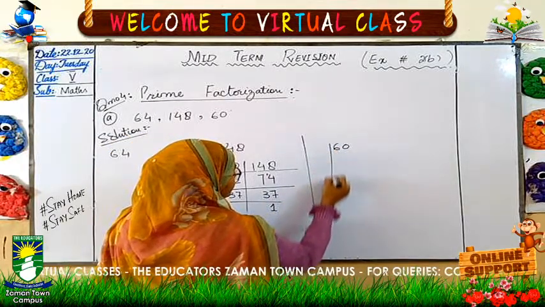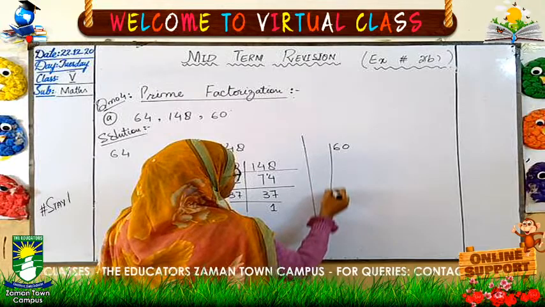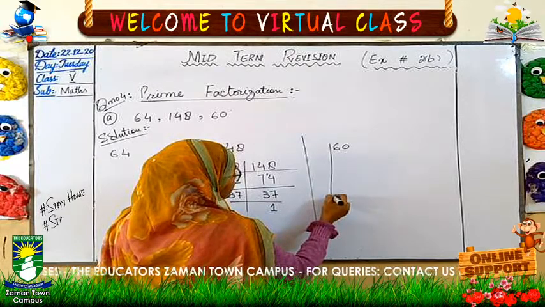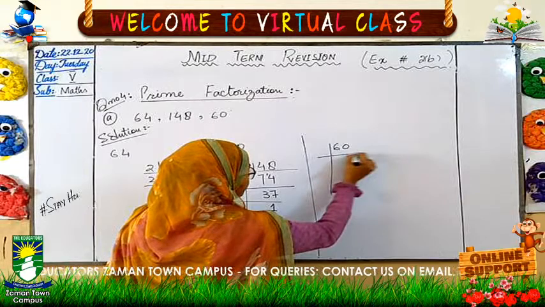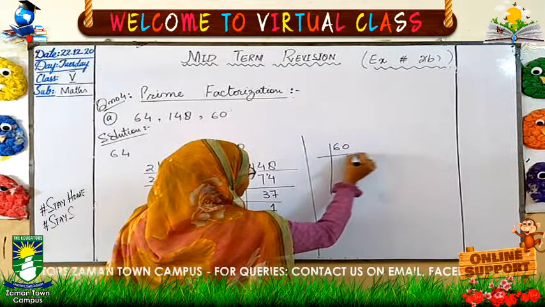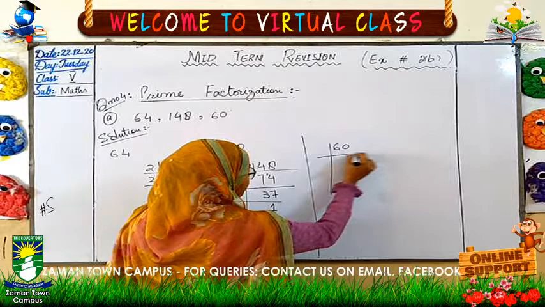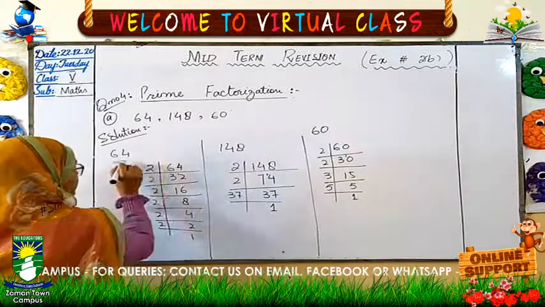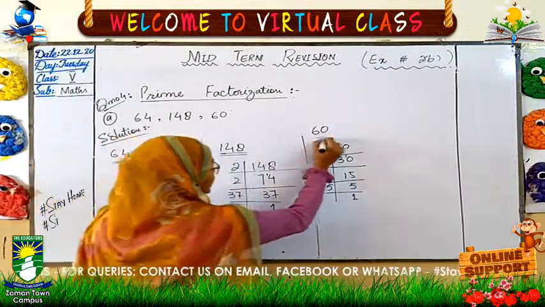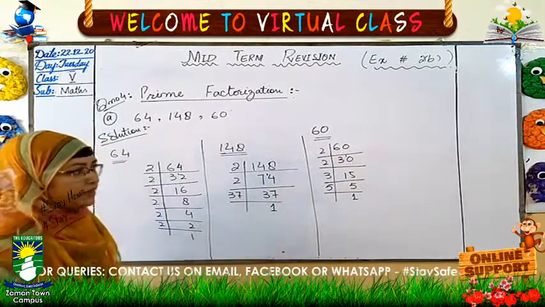Dividing by 2 we get 2 3s are 6, 2 zeros are 0, 2 1s are 2, 1 carry, 2 5s are 10, and then 3 5s are 15 and 5 1s are 5. What have we done? We have found the factors of 64, 148 and 60.